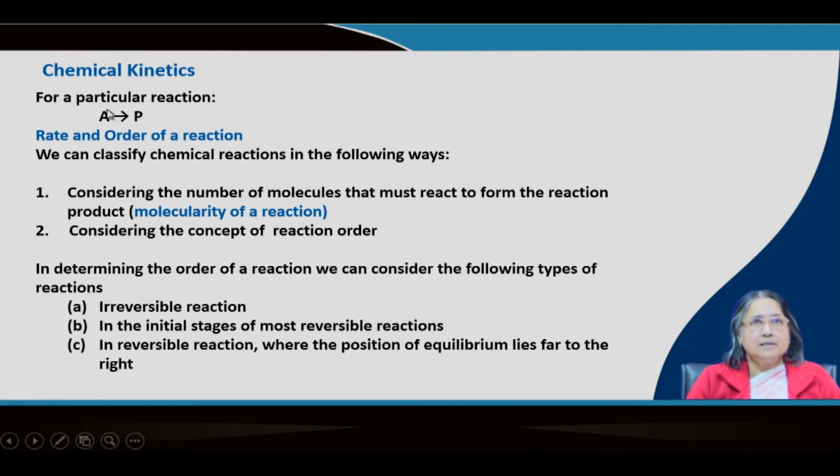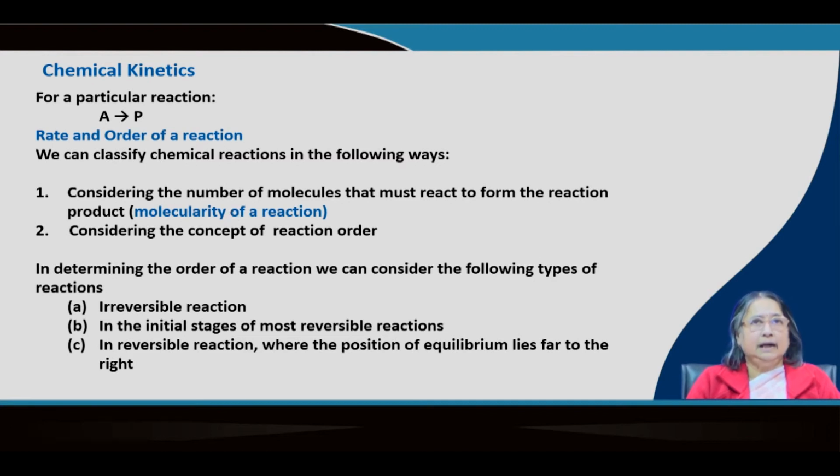So, to talk about chemical kinetics, let us start with a very simple example. Say, for example, A is a reactant which is giving a single product P. Rate and order of a reaction are very important, and we can think about reactions in two different ways. We can classify the chemical reaction in two different ways. The first is the molecularity of a reaction, that means considering the number of molecules that must react to form the reaction product, that is the molecularity.